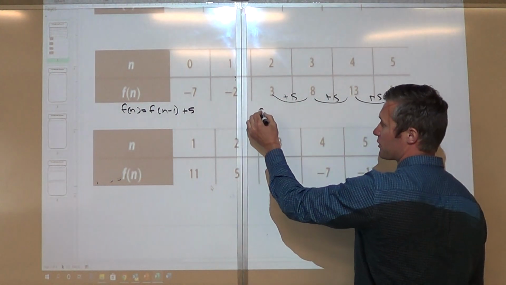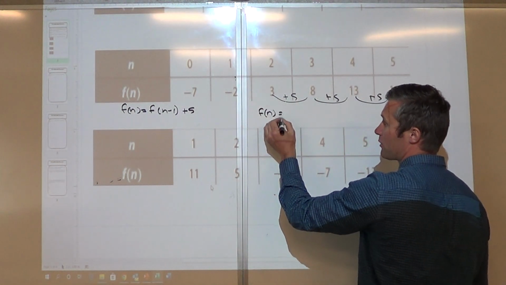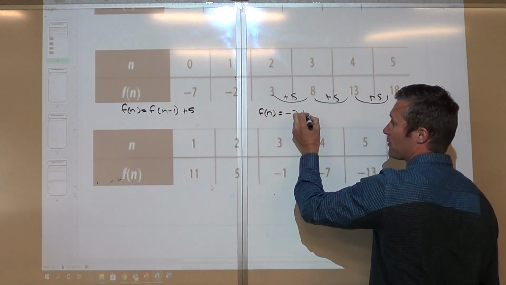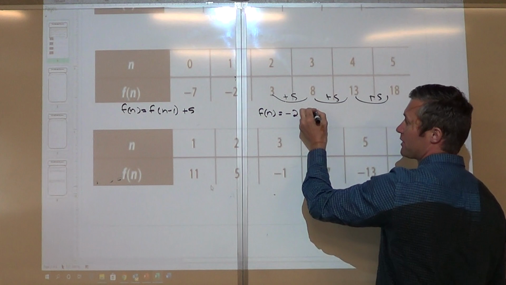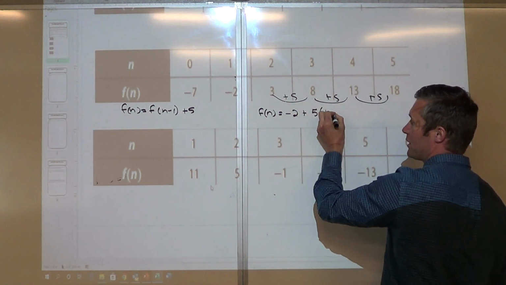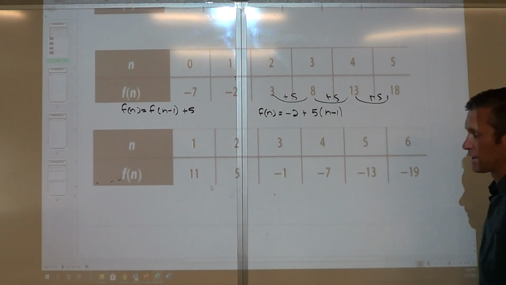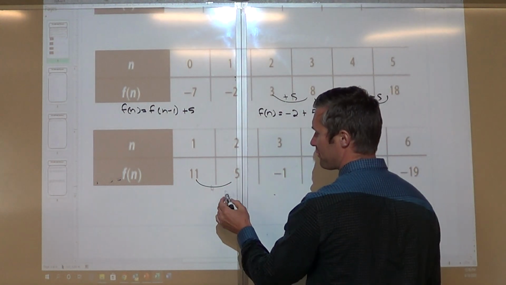Explicit formula, again, start off with f of n equals my first term. What's the first term? Negative 2. Plus my common difference, 5 times n minus 1. And there it is. The last one, if I go from 11 to 5, how do I do that?